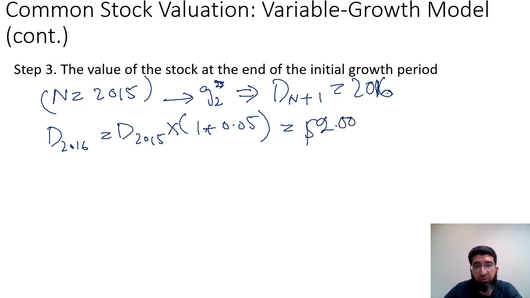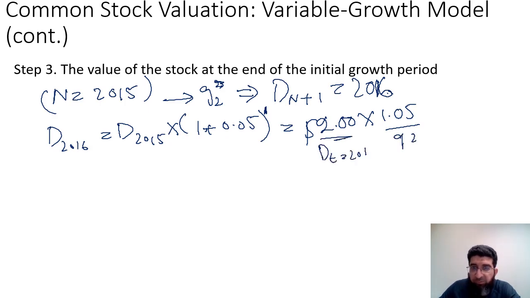If you remember, at the end of 2015 the cash dividend was $2 in the previous slide, and then it is multiplied by 1.05 for 1 year. So we incorporate the growth rate, G2, into the cash dividend of 2015, and we get the value of $2.10. Now this will be received forever because the second growth rate stays for infinity.